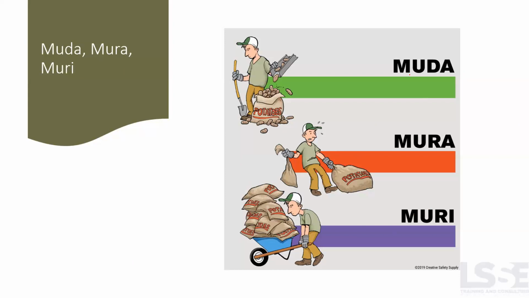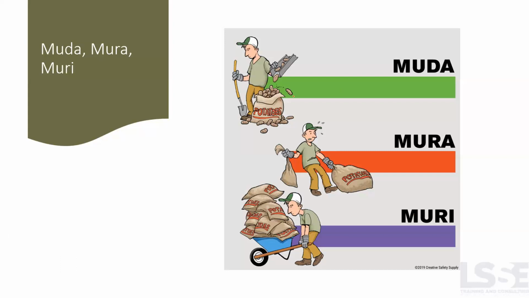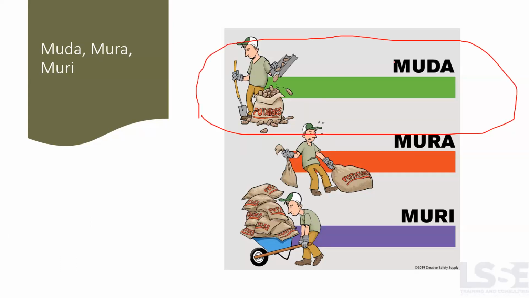The first one is what we consider muda or waste, anything that doesn't add value. And we will discuss later what are the different types of wastes in a process. Another pain point could be mura, the Japanese term for unbalanced load.